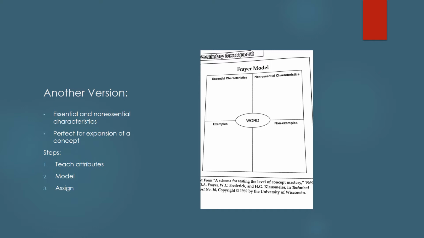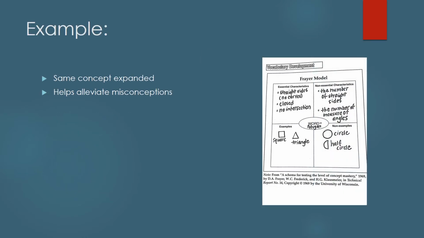You would want to start again by modeling, teaching the students what the attributes are, then assigning them their own word to complete with this version. Here you have an example of the same concept previously discussed, a polygon, but using the second version of the Frayer model.